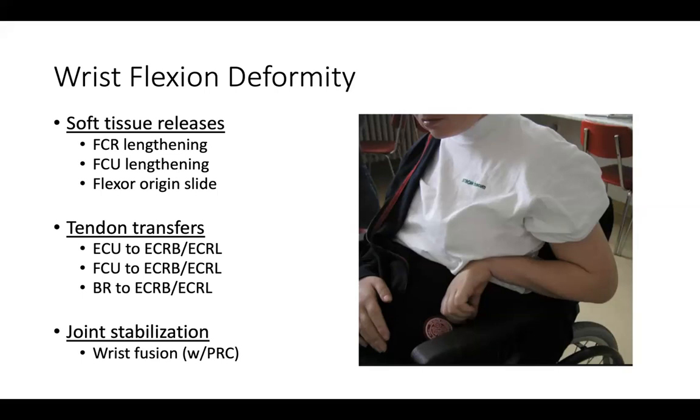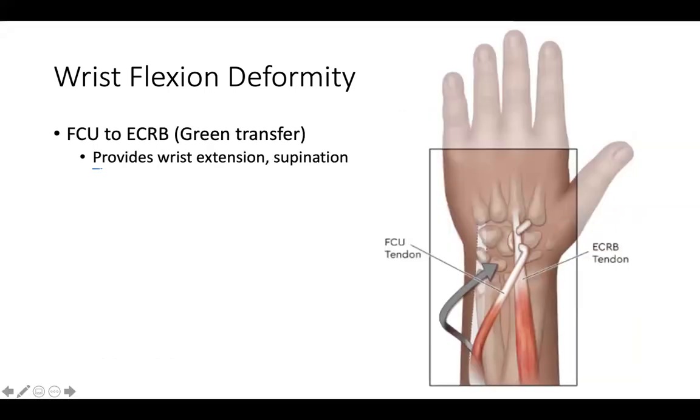So for patients who may be skeletally mature, or patients that are very low functioning, a wrist fusion is a better option. Again, in patients that have passive motion but no active wrist extension, the tendon transfers are a good option. And all three that I listed on the previous slide have been shown to be effective for wrist extension, but the Green transfer is the most commonly seen and the most commonly tested. So again, you're taking the FCU, transferring it to the ECRB; ECRL is an option as well. And that provides you with wrist extension and that secondary supination that we talked about as well.